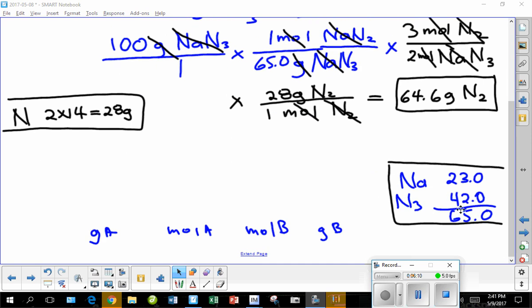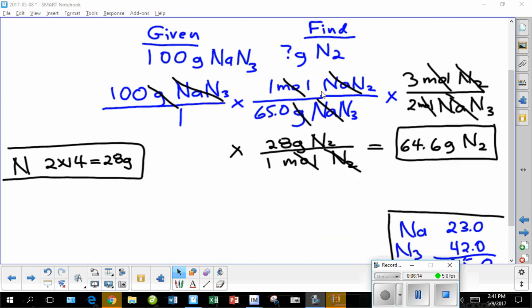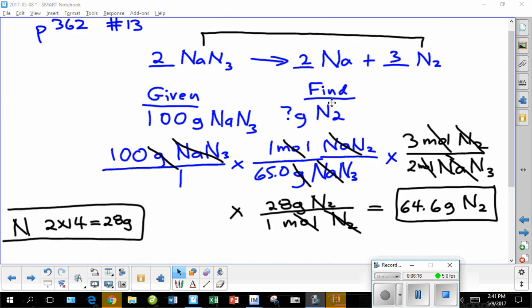Here's the molar mass. That's where the 65 comes from, right off the periodic table. And you also are going to have to get the molar mass of nitrogen. With nitrogen, I should have put a subscript there. Let's get that in there, because nitrogen is N2 as a gas. And so the nitrogen is 28, and that's where this number comes from.